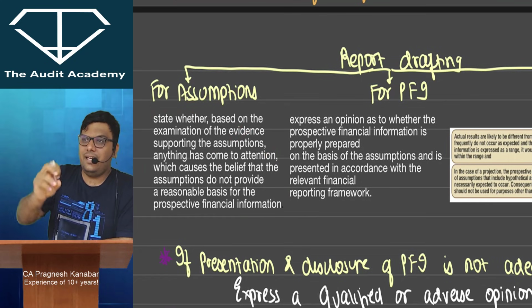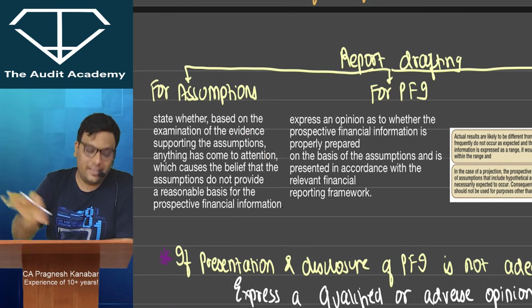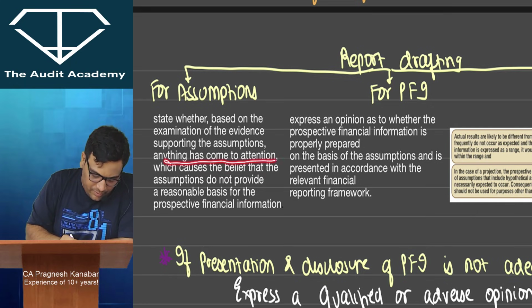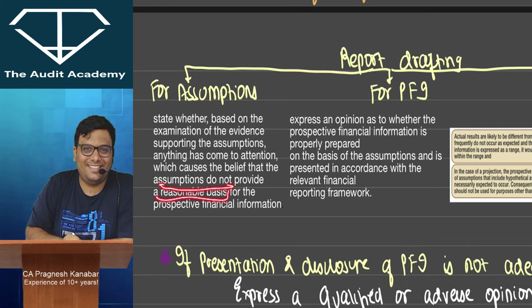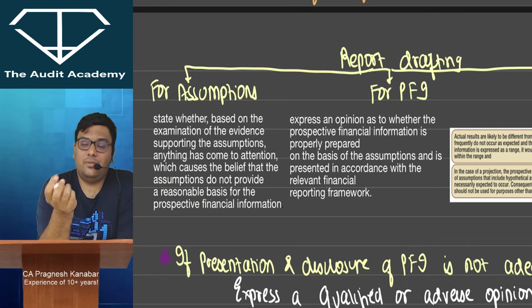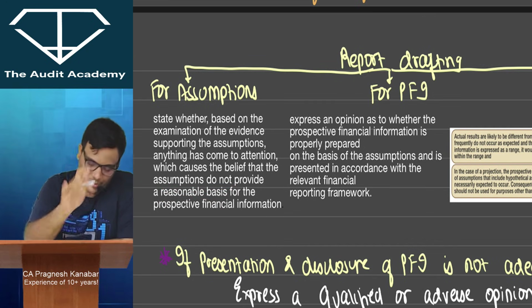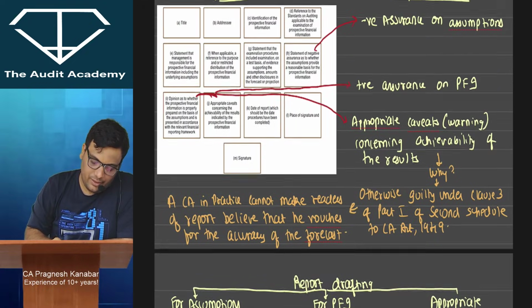See, whether anything has come to your attention that assumptions are not reasonable. I will not say that they are reasonable. All right. Anything has come to the attention which makes you feel that assumptions are not reasonable. All right. I'm not going to say that assumptions are reasonable. I'm going to say that if I want to say assumptions are reasonable, toh aise likhunga, nothing has come to our attention which makes us believe that assumptions are not reasonable. All right. Okay. So one thing, negative assurance on assumptions.